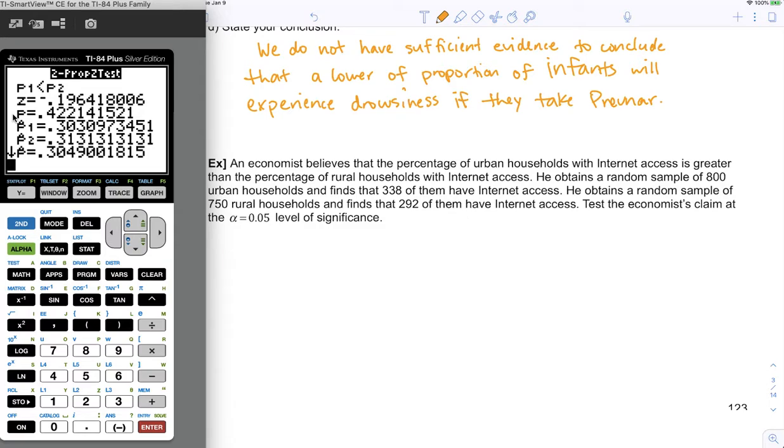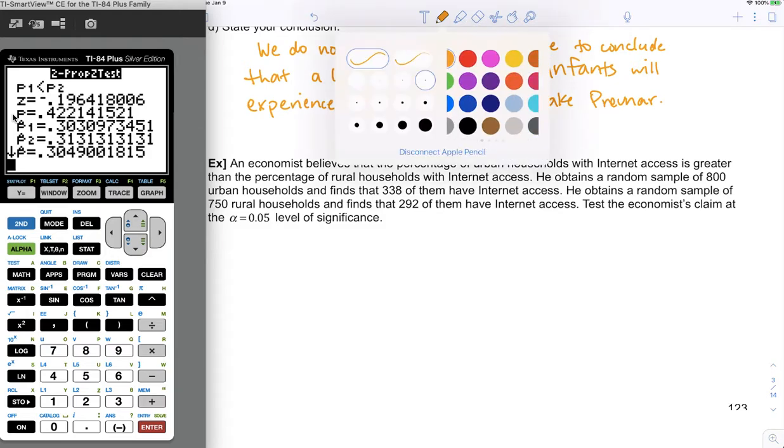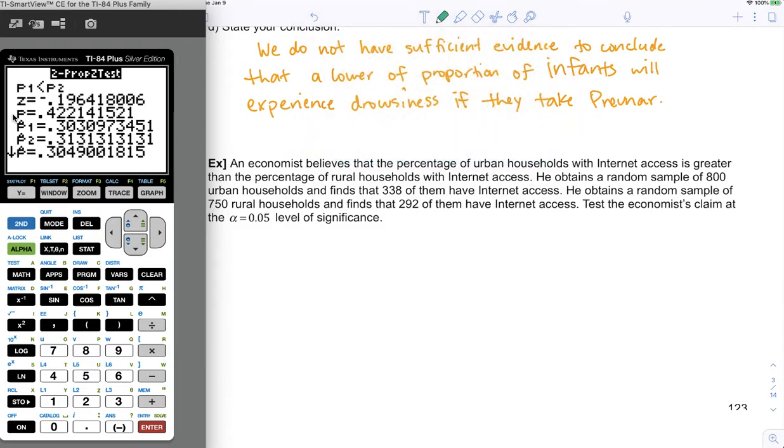An economist believes that the percentage of urban households with internet access is greater than the percentage of rural households with internet access. I want to stop right there because we're having some very important information brought up right away. Percentage is another word for proportion, and then we have the word greater. That's giving me a big hint as to what my alternative hypothesis is going to be.